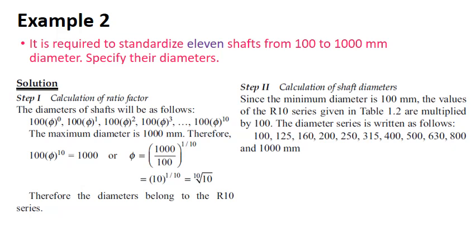The series factor of R10 is 1.26, or 1.25. You multiply 1.25 by 100, you will get 125, and so on. These are all rounded off to the nearest integer value. So we got 11 shafts.